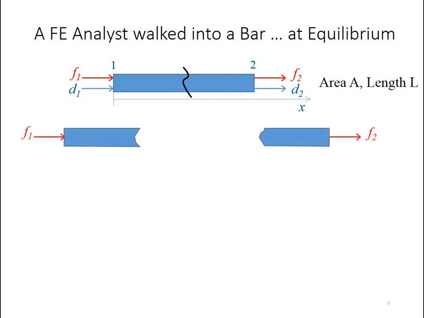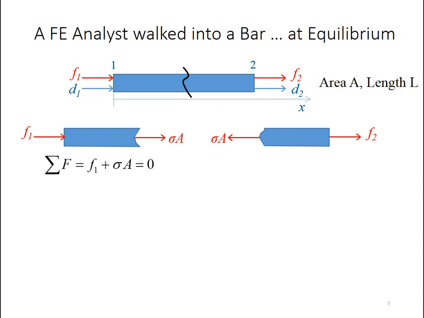So first off, I cut it in half. Well, what do I have to do to maintain equilibrium? I need to look at the internal stress state. Now, stresses, unlike nodal forces, are defined as positive when they're acting outward from the system. So sigma A on the left part is acting to the right, sigma A on the right part is acting to the left.